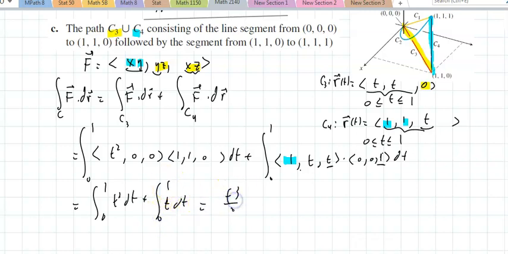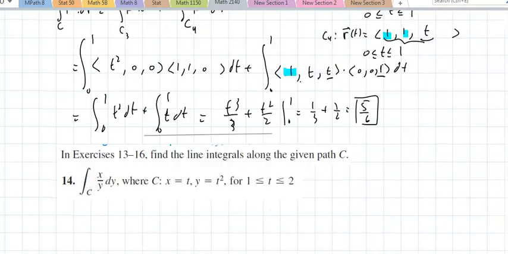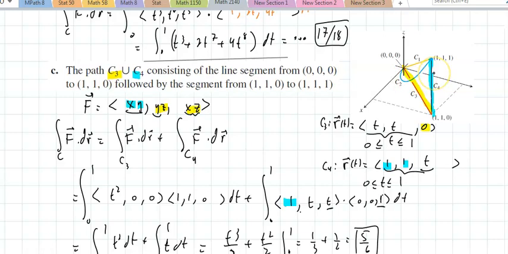So that is t cubed over 3, right? And since they're the same, I could combine them. The value is from 0 to 1. So that is 1 third plus 1 half, which is 5 sixths. So basically, it does make a difference which path you take. Different paths require less work. Keep in mind, the least amount of work is no longer the shortest distance.